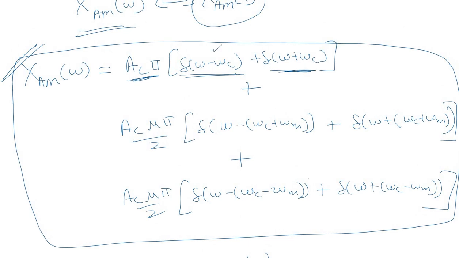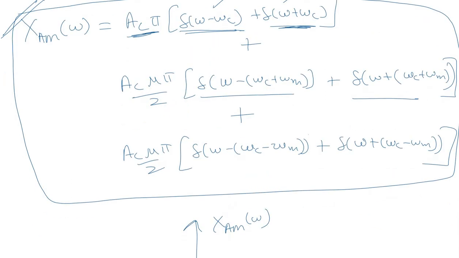Next we have again shifted impulses with a different amplitude, and the shift is also by a different quantity, which is ω_c plus ω_m and the negative counterpart. The amplitude is A_C μπ/2. The value of μ lies between 0 to 1. We'll discuss the reason for that later on, but as of now you have to know that the value of μ lies between 0 to 1. So obviously A_C πμ/2 will be lesser than A_C π.